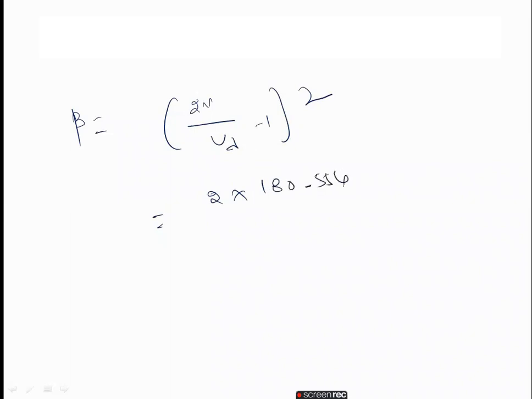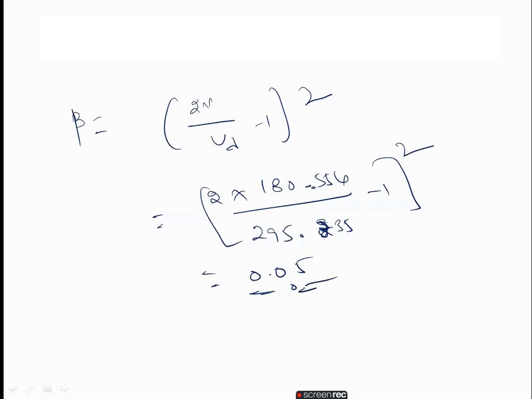Now we will calculate the beta value, that is (2V by Vd minus 1) whole square. V we calculated, that is the total factored shear force on the section, we got 180.554, by Vd, which is 295.235, minus 1, whole square. So we got the answer 0.05.